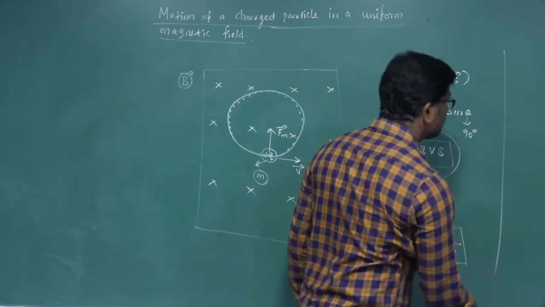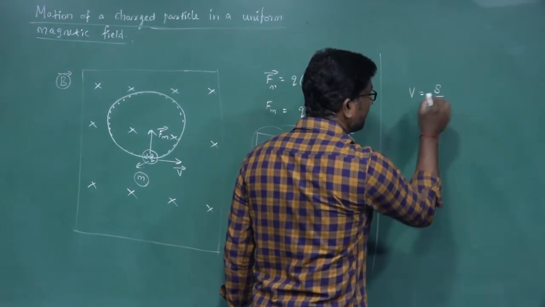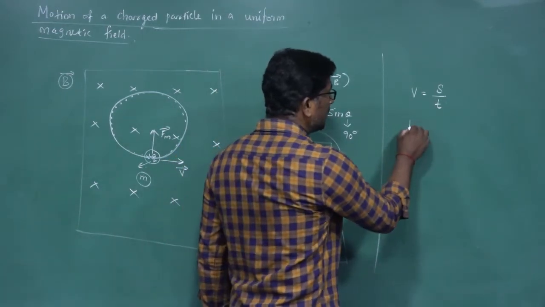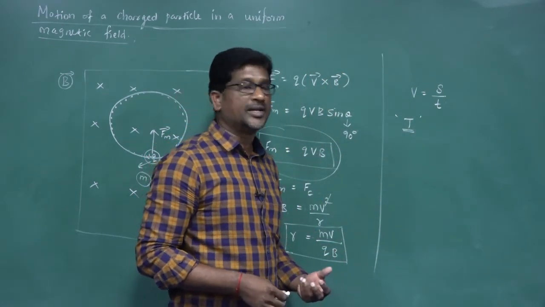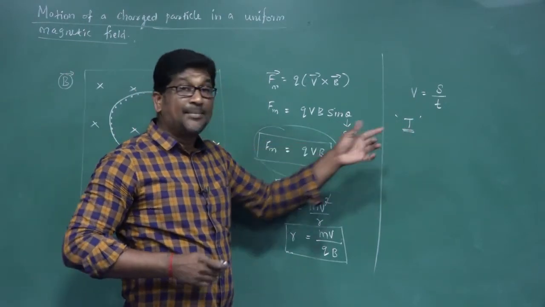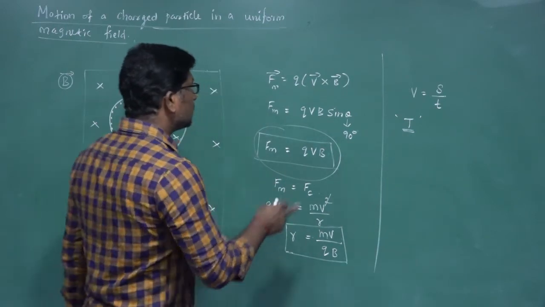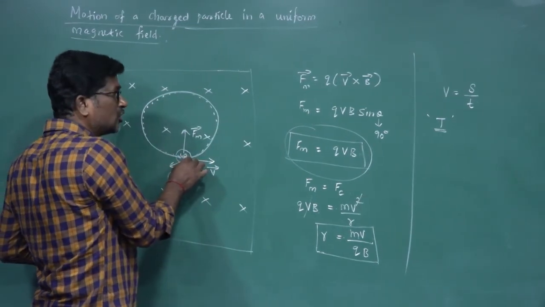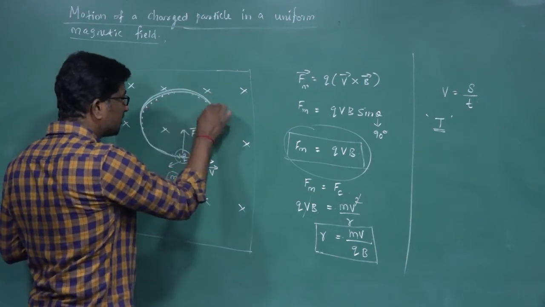We know that velocity is nothing but displacement divided by time. Suppose capital T is the time taken by the charged particle to complete one circle. During this time, the total distance covered by the charged particle is equal to the circumference of the circle.